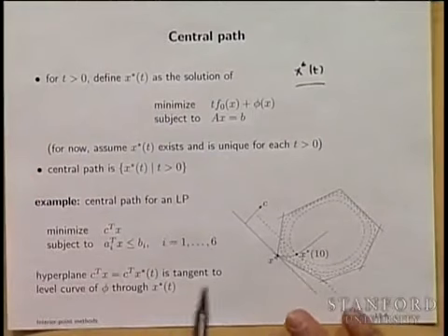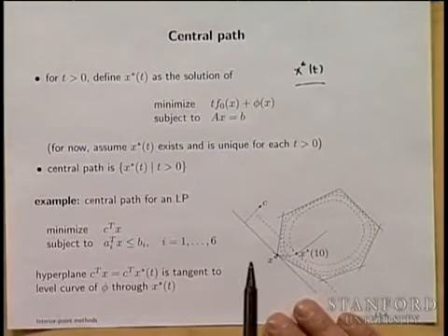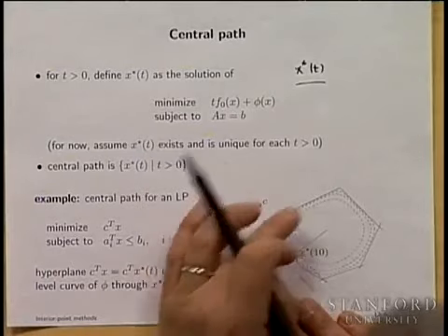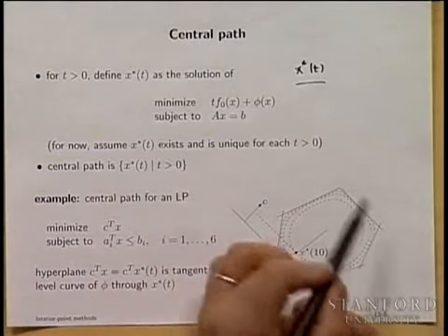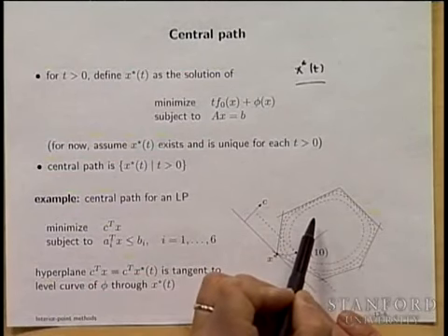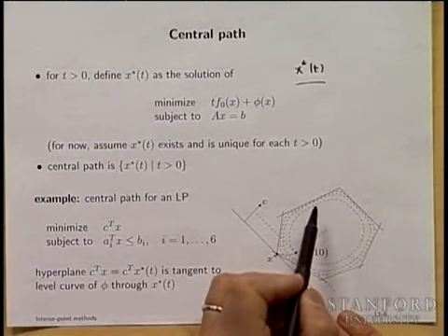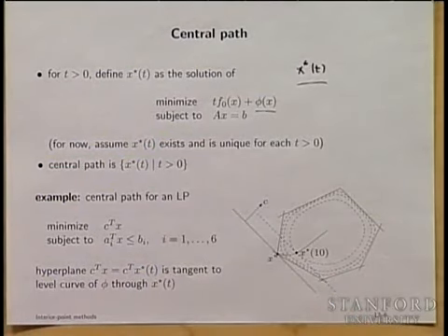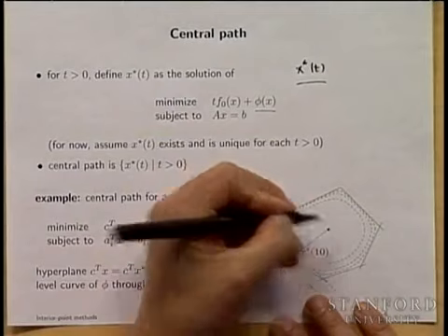And here's an example for an LP. This is an LP in R2, of course, so it's kind of silly. But you've got some inequalities here, I guess 1, 2, 3, 4, 5, 6 inequalities like that. And then these dashed curves show you the sublevel sets of the barrier function. That's this thing, like that. And you can see the one in the middle.